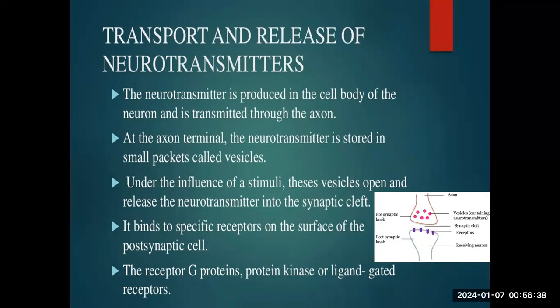Then in the synaptic cleft, it binds to specific receptors which are present on the upper membrane of the postsynaptic knob. Right here, you can see these blue ones, on the surface of the postsynaptic cell. So they bind to specific receptors which are present on the surface of the postsynaptic knob. The receptors are G protein, protein kinase, or ligand-gated receptors.